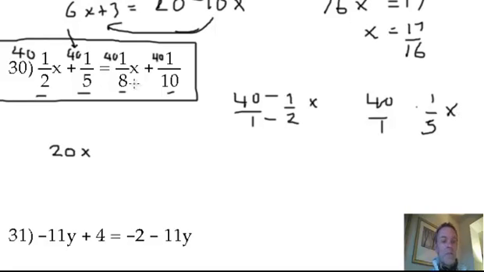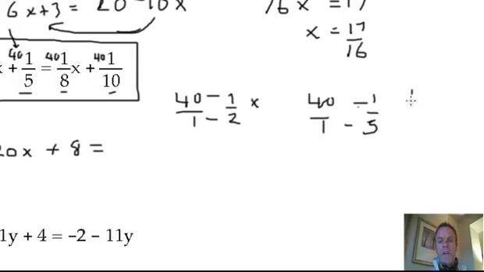Oh, 1/5, not x, just 1/5. Okay, let's just erase that. There you go. Well, that'll give me 8, won't it? 40 divided by 5, if you think multiply numerator, multiply denominator, so that's plus 8. Keep on going. Okay, 40.